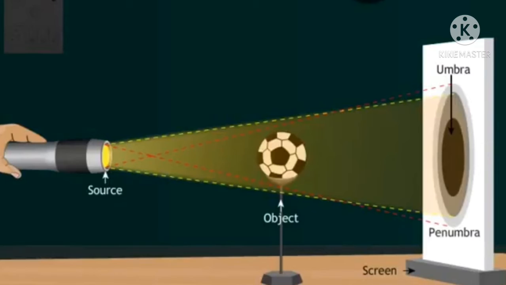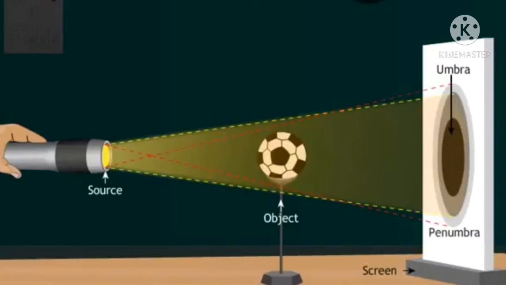The shape and size of the shadow depends on the shape and size of the object. It also depends on the position of the source of light. The size of the shadow depends on the distance between the source of light and the object. It also depends on the distance between the object and the surface on which the shadow is formed. The color of the shadow is always black regardless of the color of the object.